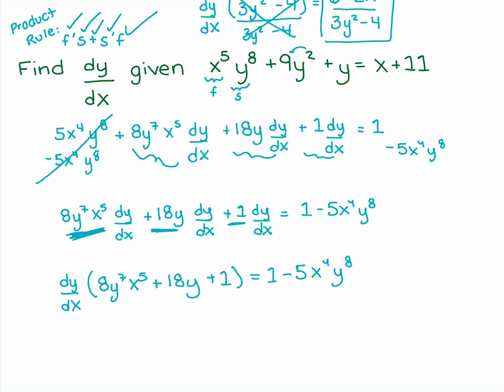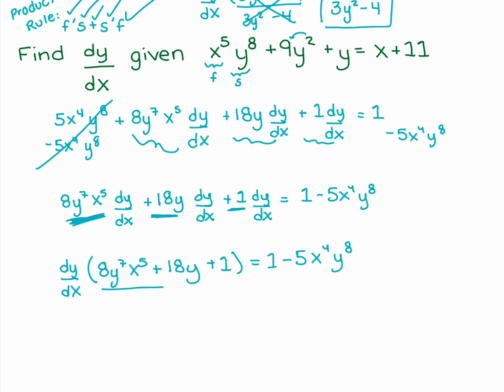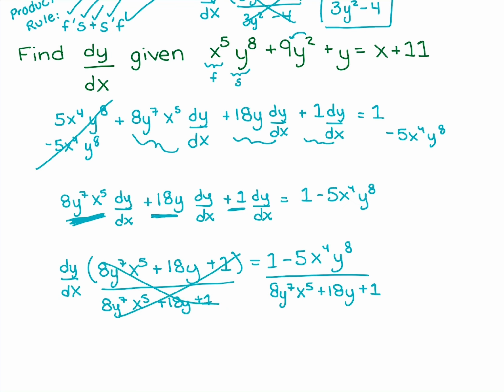And then lastly, to get dy dx by itself, we would need to get rid of that multiplication and divide both sides by the 8y to the 7th, x to the 5th, plus 18y plus 1 on both sides. That way we get dy dx by itself. The derivative of y with respect to x is 1 minus 5x to the 4th, y to the 8th, over 8y to the 7th, x to the 5th, plus 18y plus 1.